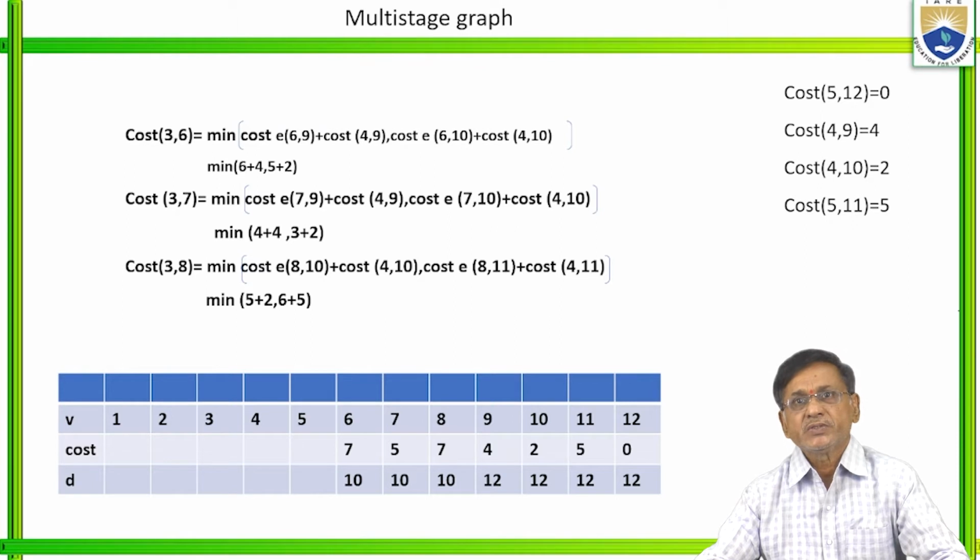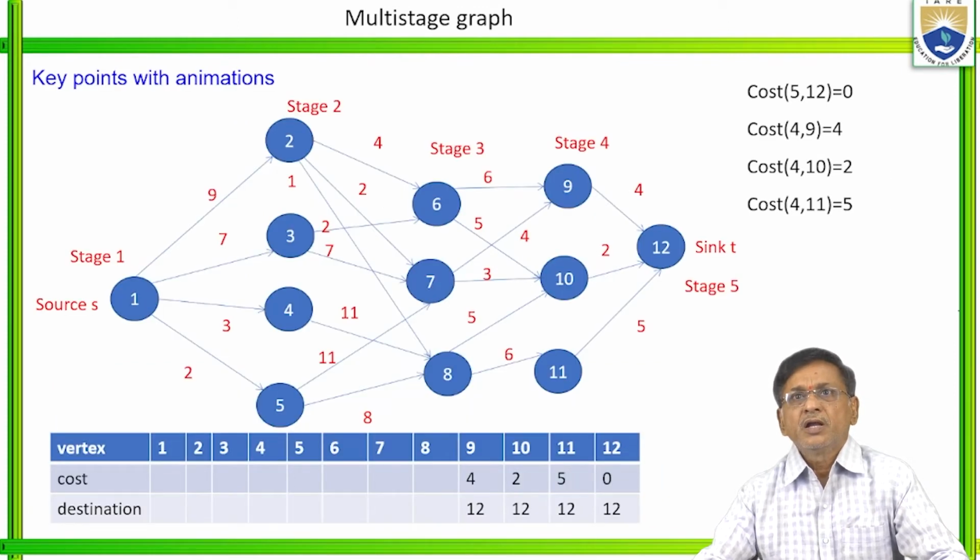So in this we have to select the minimum one. First one is 6 plus 4 is 10. The second one is 5 plus 2, 7. So that cost of a vertex 6 is equal to 7. That is corresponding to the vertex 10. So we mark it in the table. So vertex 6 cost is 7 and the destination is 10.